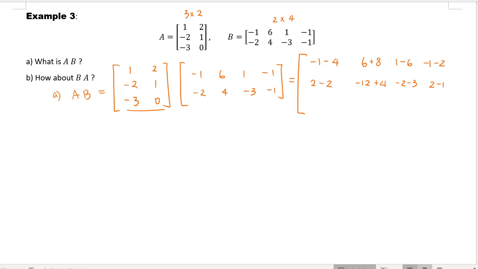How about the last row? Negative 3 times negative 1 is 3. And then 0 times whatever is 0. And then the second column, negative 3 times 6 is negative 18. And 0 times whatever is 0. So actually, we just look at the negative 3 times that, right? Here, negative 3 times 1 is negative 3, and negative 3 times negative 1 is 3.